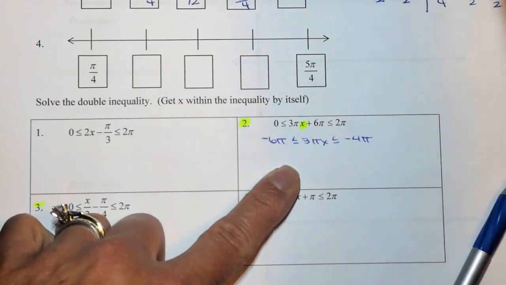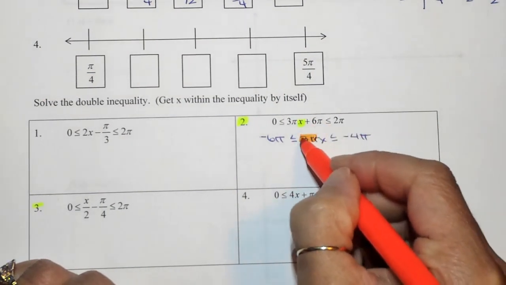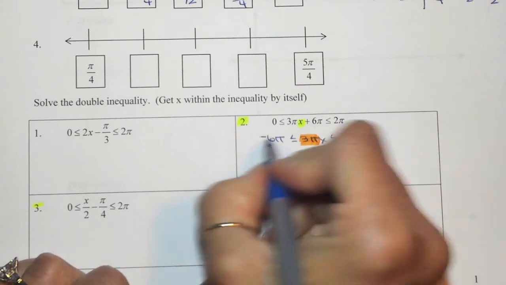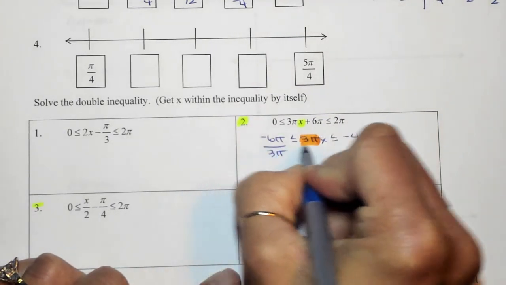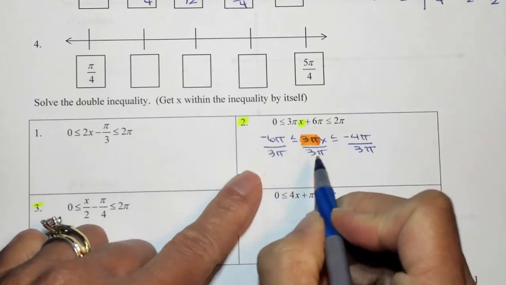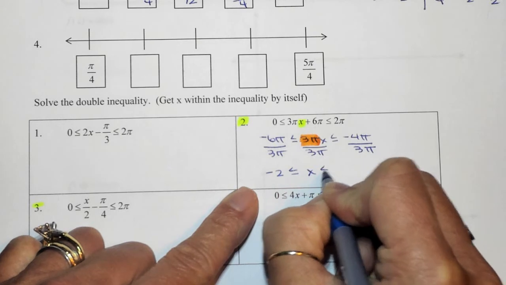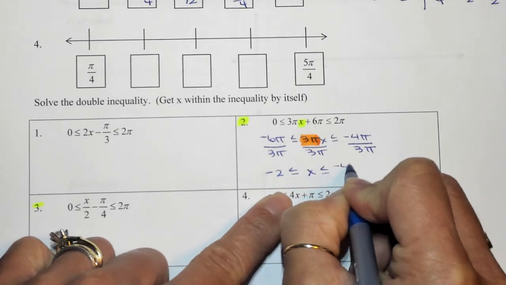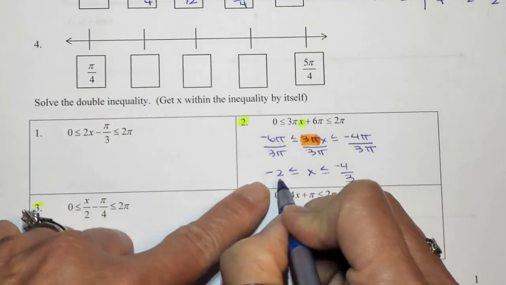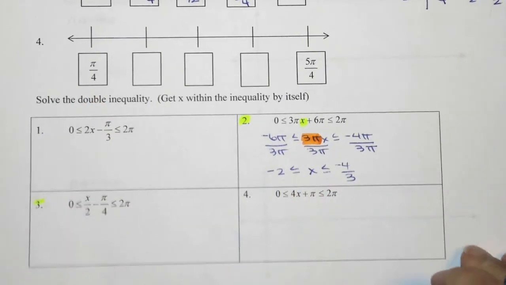Now, remember, this coefficient, 3 pi, it's a number, so the whole thing has to go because all I want to do is solve for x. So I'm going to divide by 3 pi, divide by 3 pi, divide by 3 pi. So that leaves me with negative 2 is less than or equal to x, which is less than or equal to negative 4/3. This, on my number line up here, this would be my beginning and this would be my end. Okay, so that's one example.